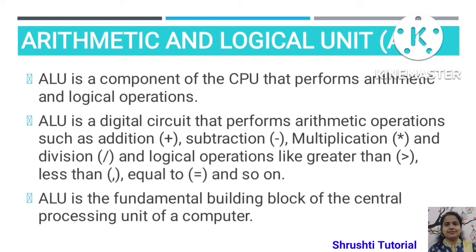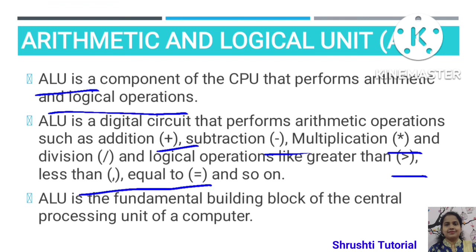So let us discuss the arithmetic and logical unit. ALU is a component of the CPU that performs arithmetic and logical operations. That means ALU is a digital circuit that performs arithmetic operations such as addition, multiplication, subtraction, and division. And what are the logical operations? The logical operations mean greater than, less than, equal to. So these are the logical operations. ALU is the fundamental building block of the central processing unit of a computer.